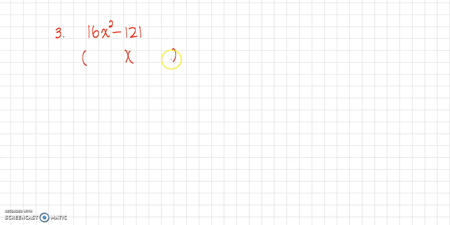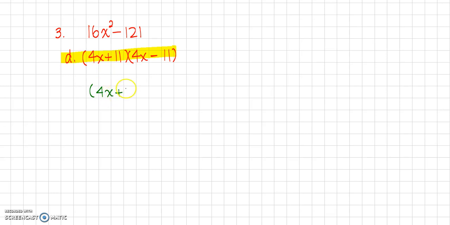It'll factor into two binomials. The square root of 16x squared goes in the first position of each parentheses. The square root of 121 goes in the second position of each set of parentheses. And in order to have only two terms left, the parentheses have to have opposite signs. So our answer is D. And let me show you how that works.